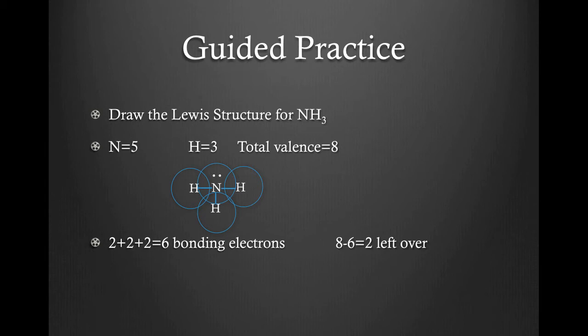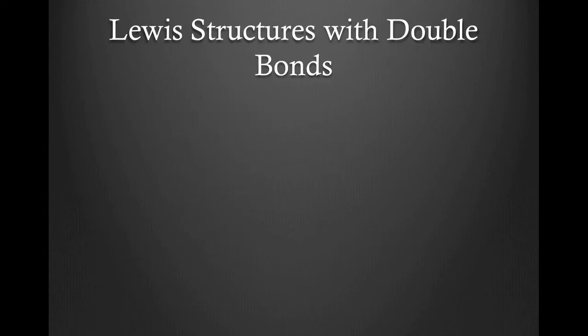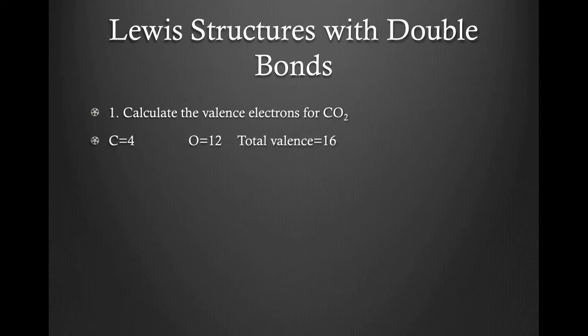So this is a correct Lewis structure showing bonding in ammonia, NH3. How'd you do? All right, so some compounds we discover will have double bonds. And so again, we calculate the total number of valence electrons.